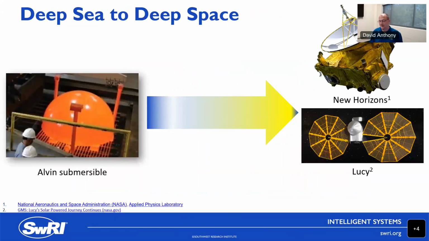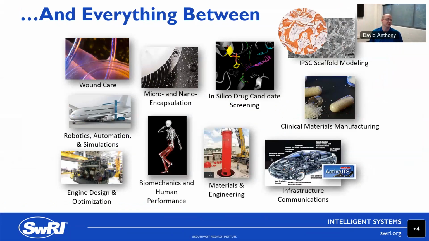This is also SWRI. We like to say we do everything from deep sea to deep space. We built the pressure hull for the Alvin submersible, and now our space science division does probes like New Horizons and Lucy. New Horizons is now somewhere out in the Kuiper Belt beyond Pluto. Lucy is a mission that recently launched that's going to go explore satellites. And we do everything in between. We do any type of engineering discipline here at SWRI, and this is a sampling of a few of the things we do.